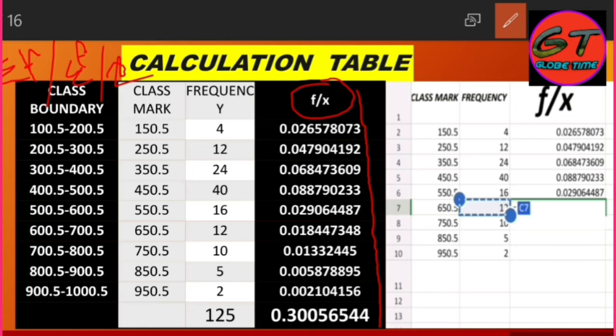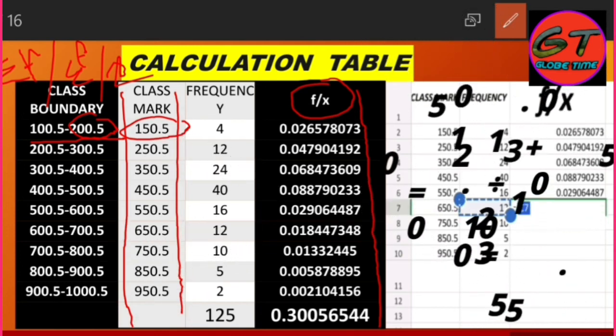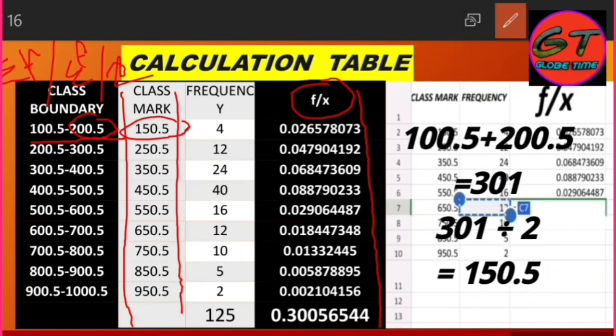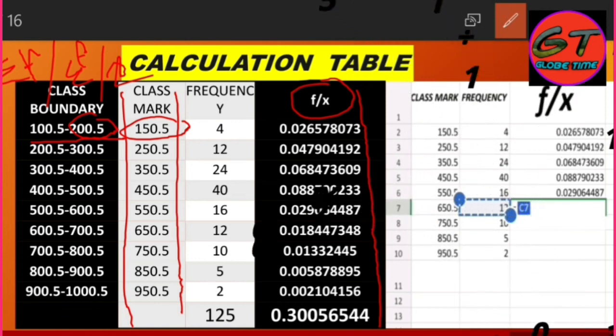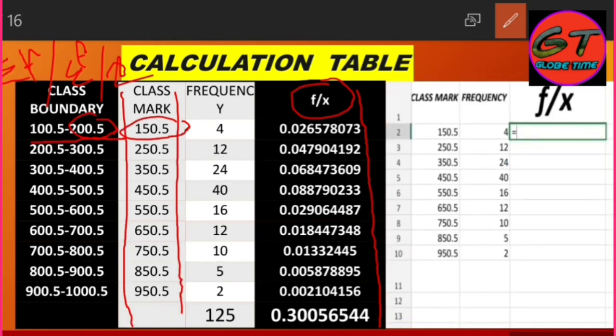First is the class boundary, next we calculate class marks. We know class mark is equal to the mid value of the class boundary. At the first row, 100.5 is the lower limit of the class boundary and 200.5 the upper limit, and divided by 2 equals 150.5. Next we calculate f by x. Here I use Excel for the calculation of f by x.